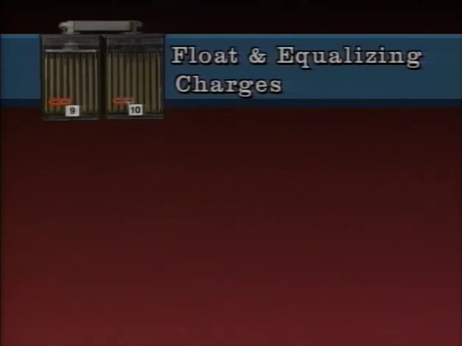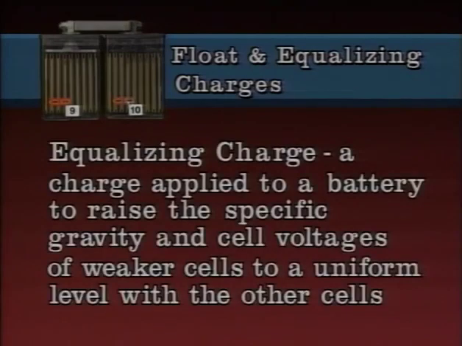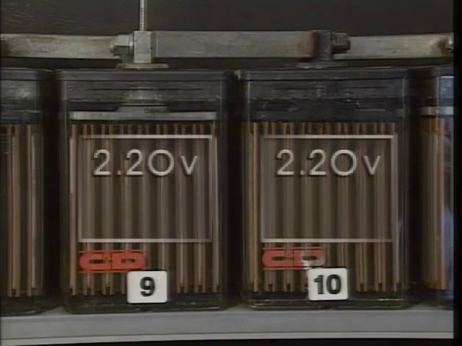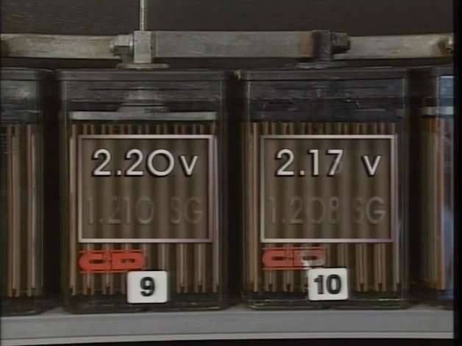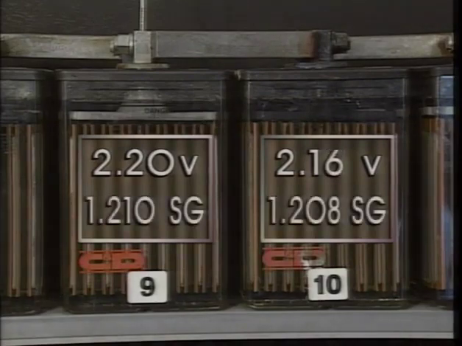Another type of charge that may be applied to a battery is an equalizing charge. An equalizing charge is a charge applied to a battery to raise the specific gravity and cell voltages of weaker cells to a uniform level with the other cells. When battery cells are in service, the cell voltages tend to become unbalanced or unequal. In other words, the voltages of some cells fall below the level of the others. If this continues, specific gravity will begin to fall along with the voltages.